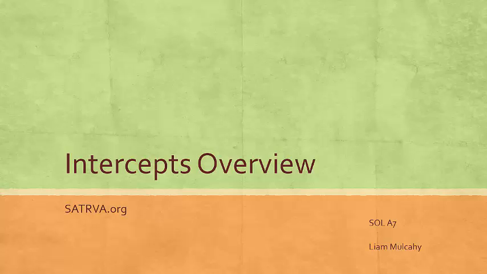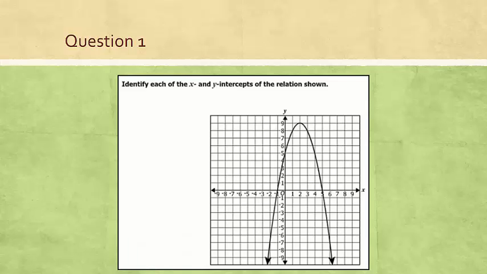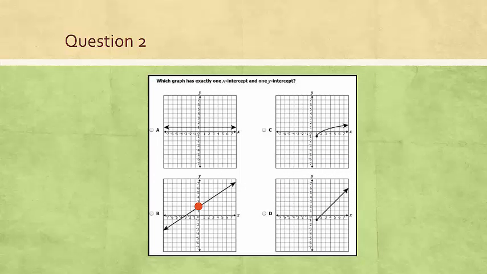We're looking at intercepts, and let's go ahead and get started. So here's the first question. It says, identify each of the x and y intercepts in the relation shown. I want you to pause the video and see if you can do that. If you don't feel like pausing it, here's the answer. There's an intercept, that's an x-intercept. There's a y-intercept, and there's another x-intercept. Alright, on to the next question.